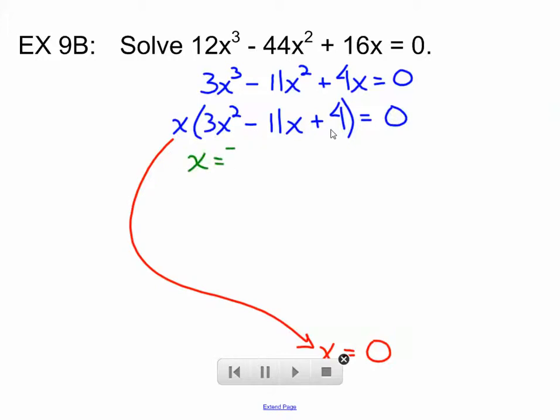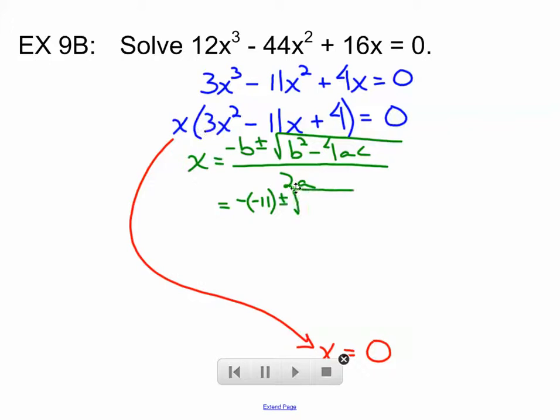Now, as far as getting the other solutions from here, I could use the AC method to factor this. But I'm not going to bother. I just don't like it. When the lead coefficient is not 1, I would rather use the quadratic formula. Who would have thought a chapter ago that we'd actually prefer the quadratic formula as a method for solving? But factoring can be a lot easier. But when the lead coefficient is 1 and it's not a perfect product pattern or special product pattern, I'm just going to use the quadratic formula.